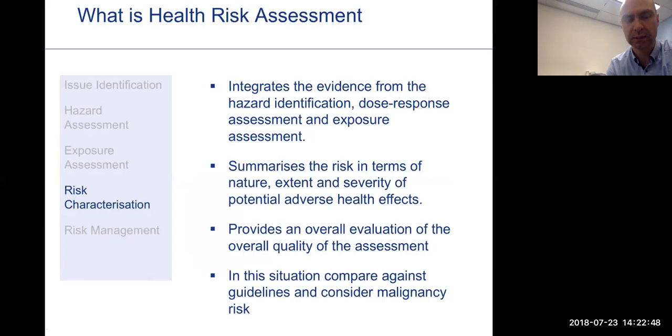So we talked about hazard assessment, then we compared it against the exposure assessment, and then the next step is to compare those and characterise the risk. Risk characterization integrates the evidence from hazard identification, dose response and exposure assessment. It summarises the risk in terms of nature, extent and severity of potential adverse health effects. It really depends on the substance as to how you would summarise the risk. For some things, it's just essentially comparing a guideline value with an assessment of the exposure. So it can be fairly simple.